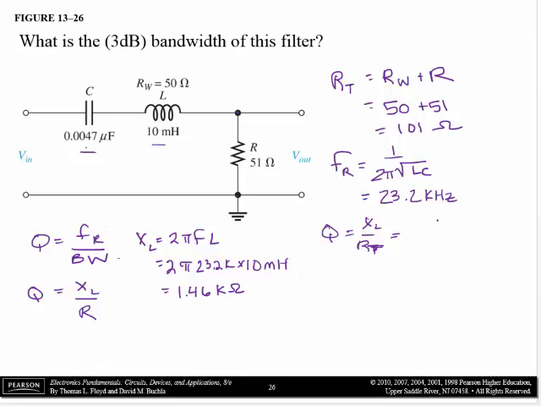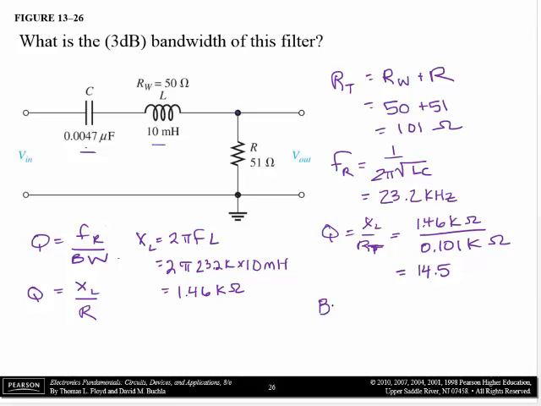So now I have XL, 1.46 k ohms divided by R total. I better watch my units, so it's 0.101 k ohms, and then I get that the Q factor is 14.5, and it has no units. So it's a ratio of ohms to ohms, or k ohms to k ohms. Q has no units whatsoever. So that's the Q factor.